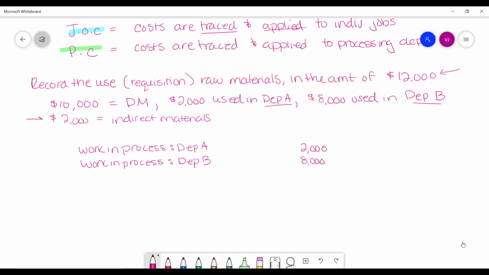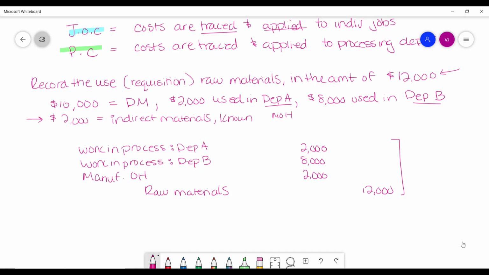that $2,000 of it was actually indirect materials. That's a known amount. Remember, it's not estimated, it's known. So if we know we've spent $2,000 on indirect materials, just like in job order costing, indirect materials gets dumped into manufacturing overhead. So we're further going to debit manufacturing overhead for that actual overhead amount of $2,000. And then overall, we are going to credit raw materials to show that a total of $12,000 worth of raw materials has now been used.